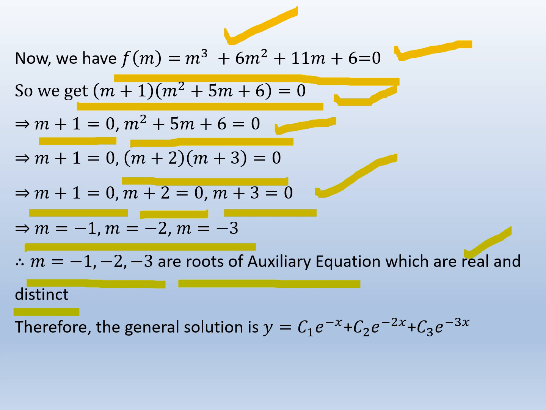Therefore, using these roots, we can write the general solution for the given differential equation, that is y is equal to c1 times e power minus x plus c2 times e power minus 2x plus c3 times e power minus 3x. Thus, the general solution of the given differential equation is y is equal to c1 times e power minus x plus c2 times e power minus 2x plus c3 times e power minus 3x.